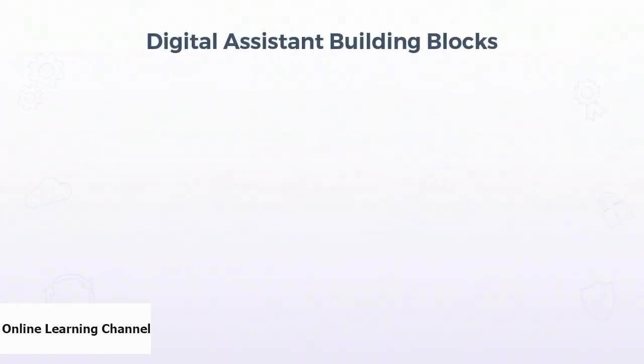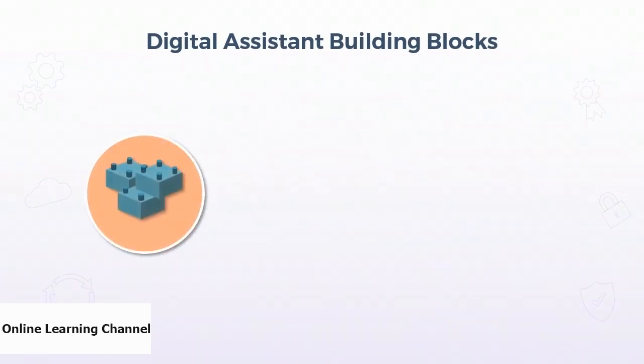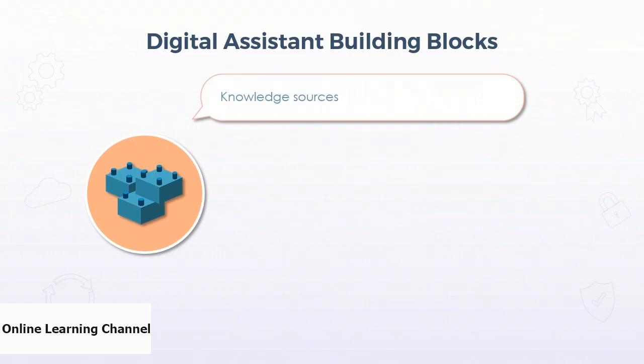There are specific building blocks of any digital assistant, and these include, for starters, any knowledge sources. The digital assistant will need access to whatever sources of knowledge it requires to do its job. This could be general knowledge sources like the internet. It could also be sources of data from particular databases, or even manuals, for example, PDF manuals.